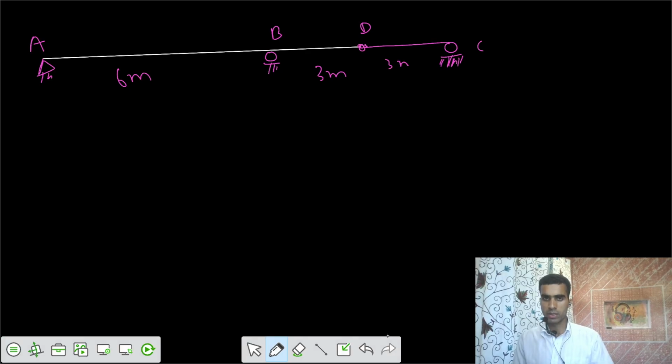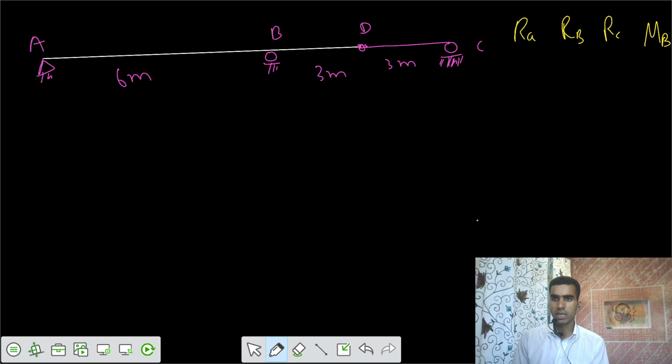This is 3 meter. And we need to get reaction A, reaction B, reaction C, moment B. Reaction at A, reaction at B, reaction at C, moment at B. So let's have the reaction at A. We say you remove the restraint at A.